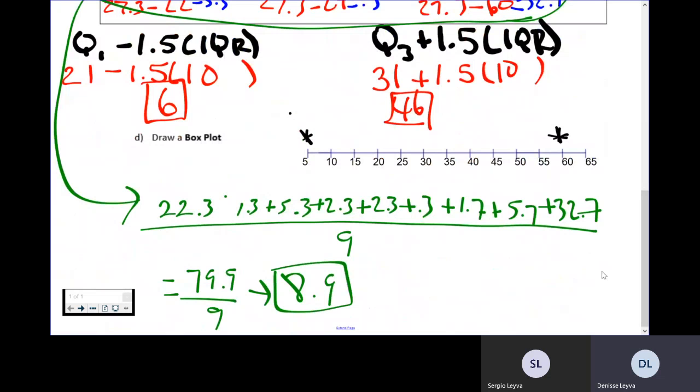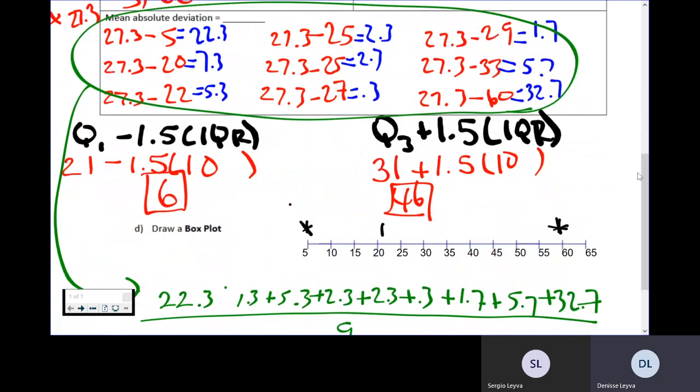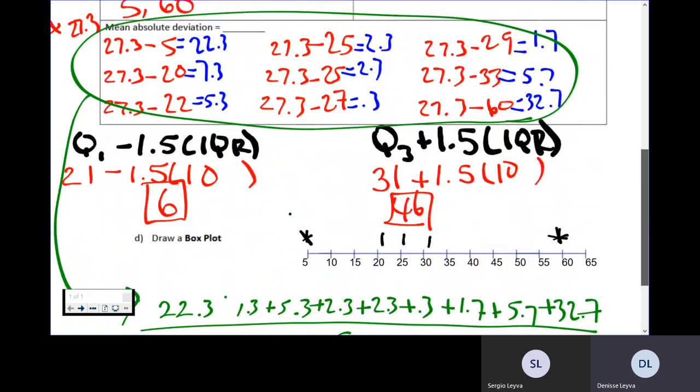I'm going to put a little line kind of here because this is where 21 should be. And then my Q3, again, is 31, I believe. Yep. So my Q3 is 31. I'm going to put a little line where 31 is. And then my median, which is my Q2, is 25. So I'm going to put a little line where 25 is. And then I'm going to connect these right here. Let's see if I can do that. Yes, I can. Okay, there we go.